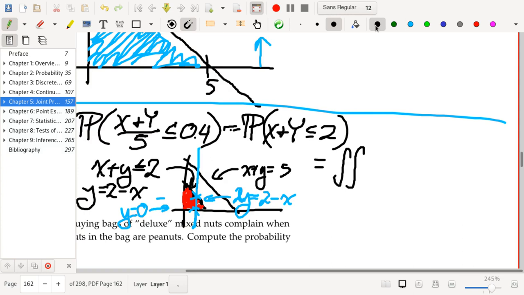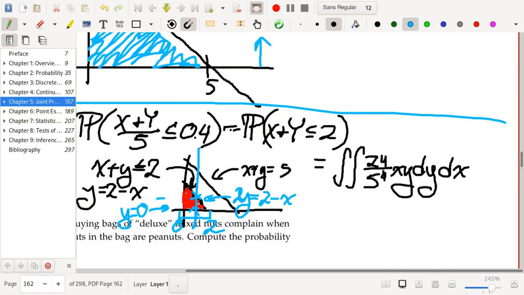So let's go ahead and write in the formula for our probability density function, 24 over 5 to the 4, x, y. We are fixing x first, so we integrate with respect to y first and then x second. The x is going to range from 0 to 2. So that means that our outer integral is going to be from 0 to 2, and our inner integral will be from 0 to 2 minus x.